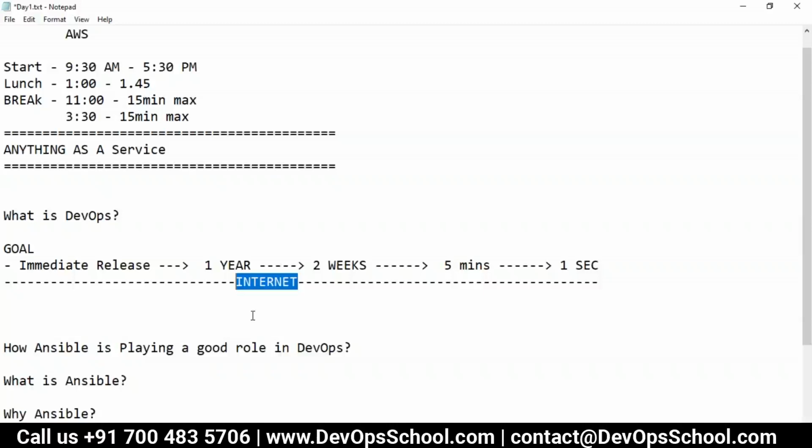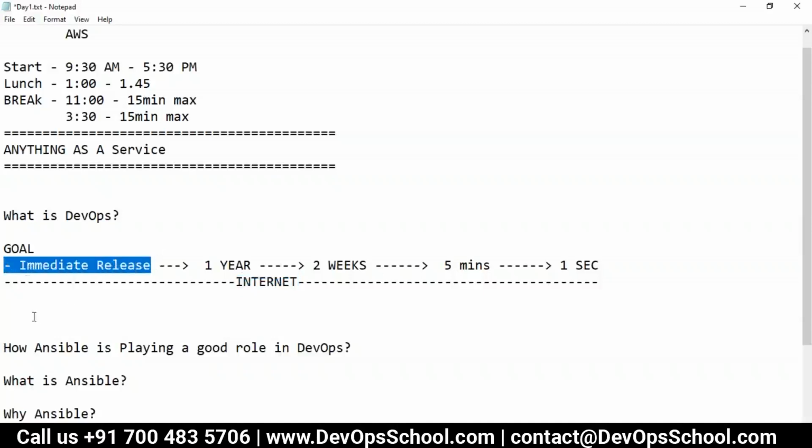And now you realize how many applications you are using on the internet. Even MS Office nowadays we are not using on a desktop. For the last 2 years, I hardly remember using MS Office on a laptop. Everything, the slides, PPTs, Excel, everything you have online. So, immediate release.